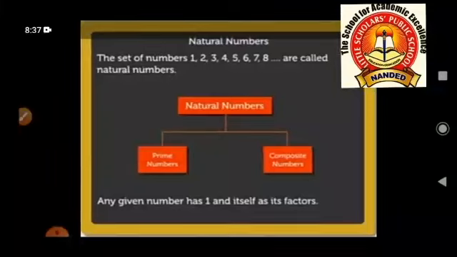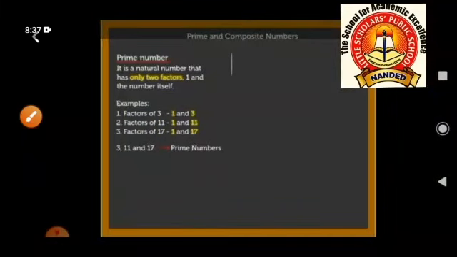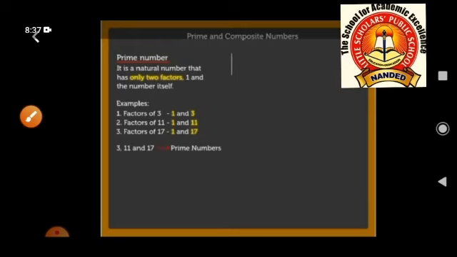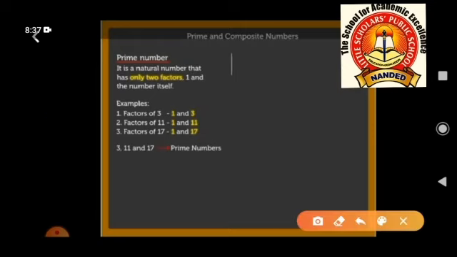First, let us see prime numbers. If you have seen the last two videos, you will understand these things. If not, go and see the last video. What is a prime number? A prime number is a natural number that has only two factors, 1 and the number itself.